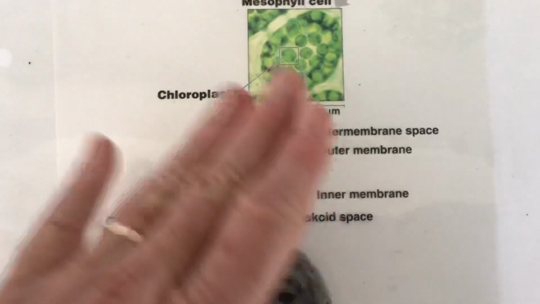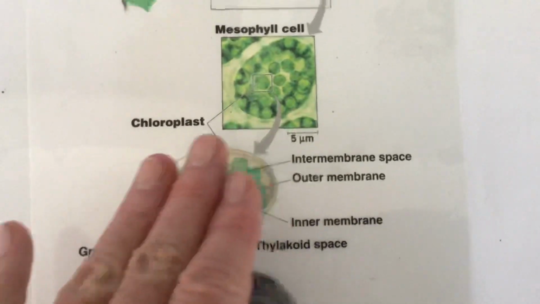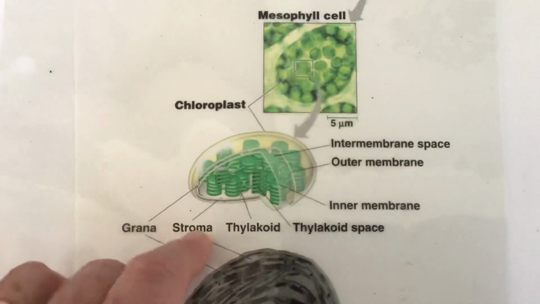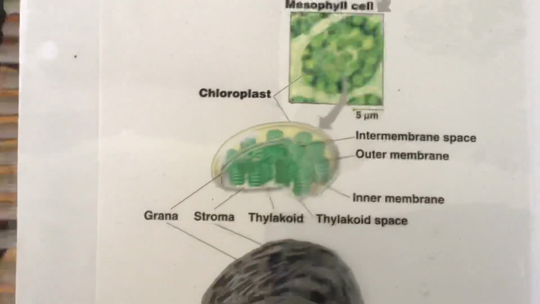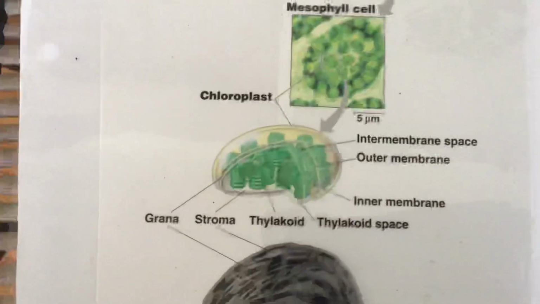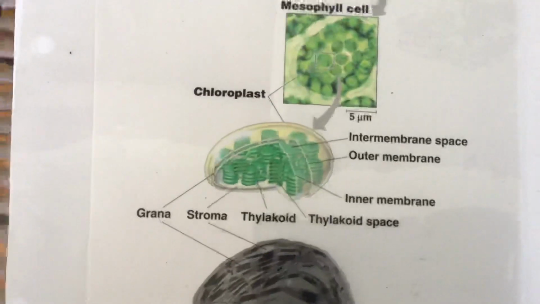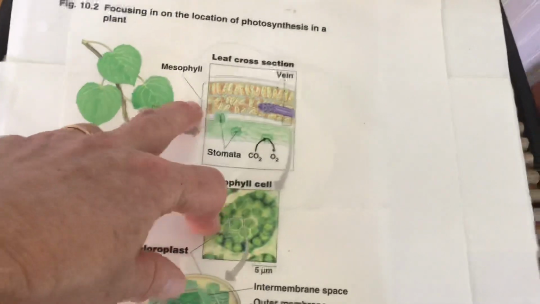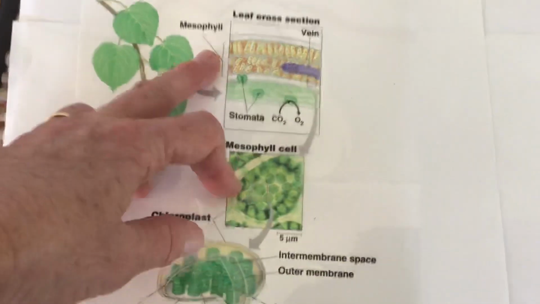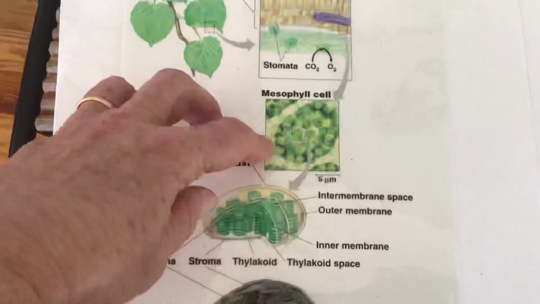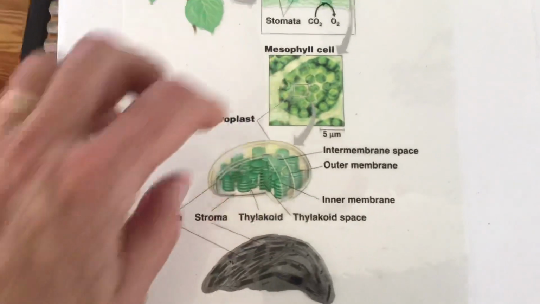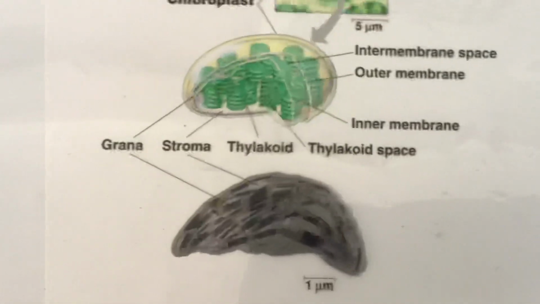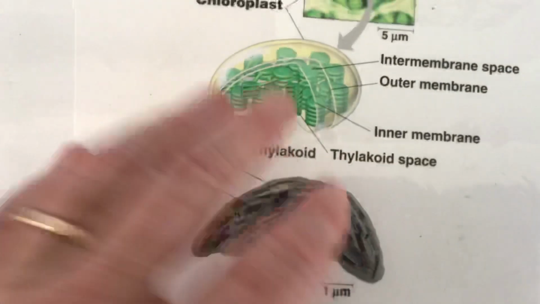The internal structure, like the matrix in the mitochondria, is called the stroma, and these organelles also have a single circular strand of DNA, so they can reproduce. If there's a lot of photosynthesis happening, a plant will have a whole lot of chloroplasts, and as photosynthesis declines, the chloroplasts will also decline and degrade and be absorbed by the cell. This is an electron micrograph of the chloroplast, and this picture is also in your book.